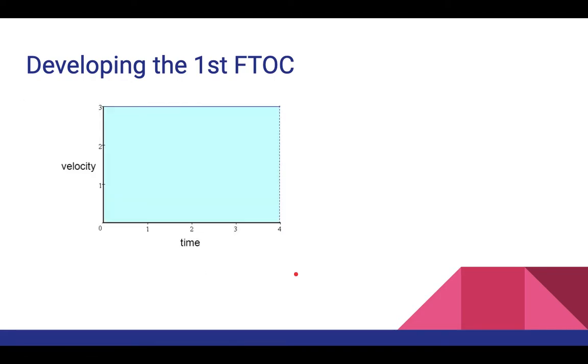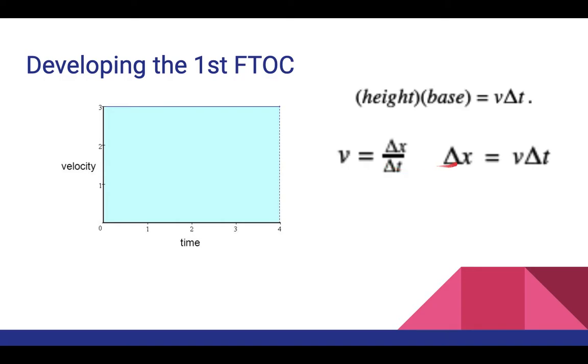The other way that we could do this, as we saw in class, is that we could track the car's velocity as a function of time, and then calculate the area between the velocity function and the time axis. The area, height times base, gives us v times delta t. If we recall a little algebra and physics, the average velocity is equal to the change in position over change in time. So if we solve this equation, our change in position equals v times delta t.